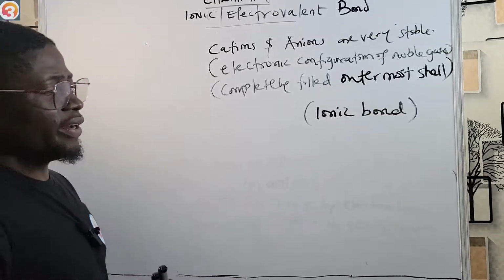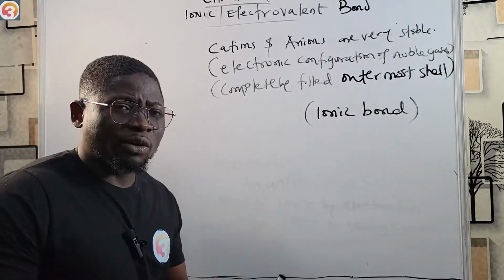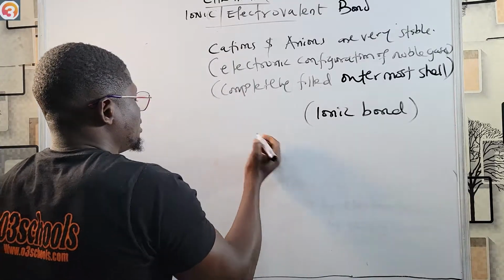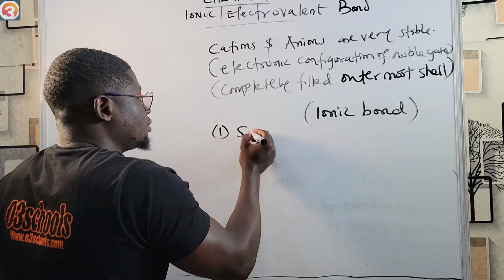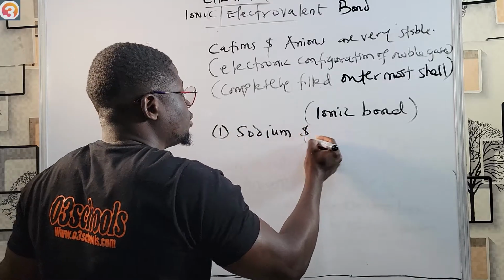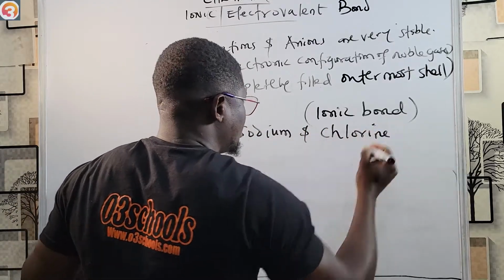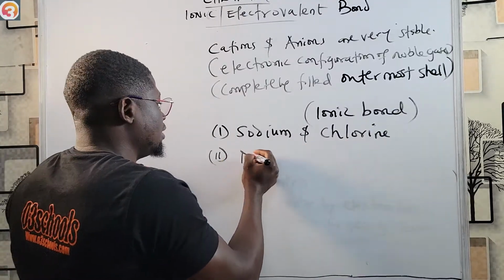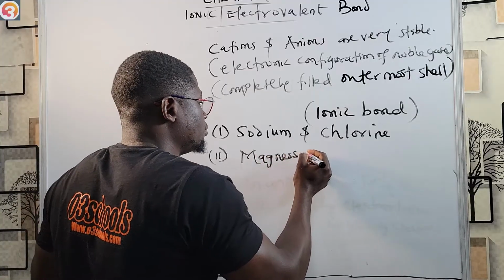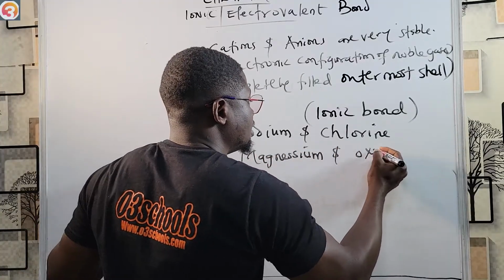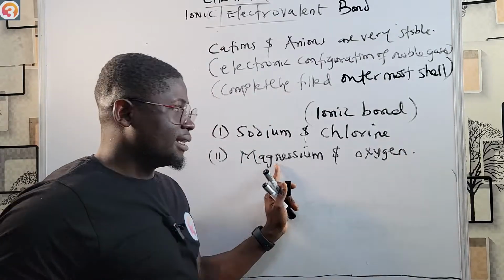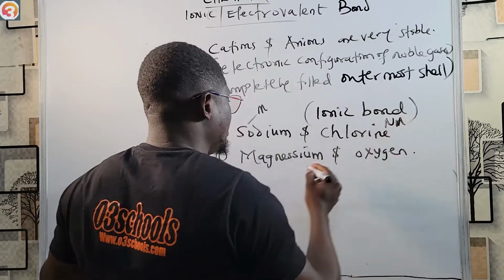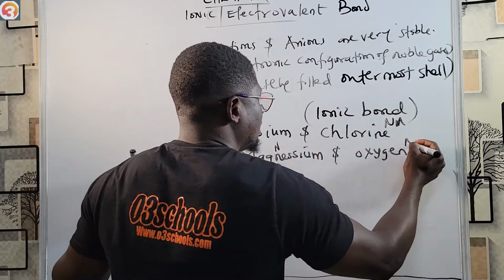Let's see examples of electrovalent compounds. Examples of electrovalent compounds will be between a metal and a non-metal. Example will be, of course, one between sodium and chlorine, right? This is a metal, this is a non-metal. Another example will be between, let's say, magnesium and oxygen. This is a metal, this is a non-metal.